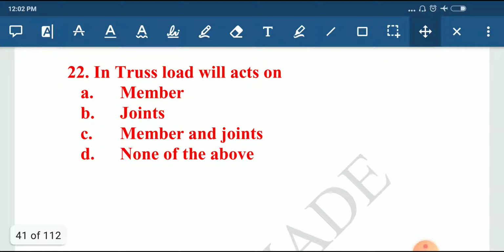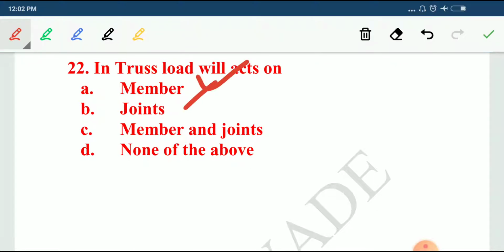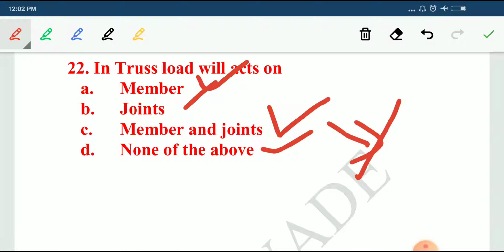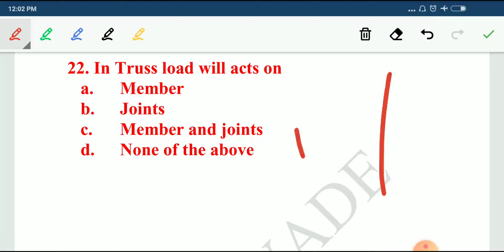Okay, in truss, where will the load act? In truss, the load will act on members, joints, or members and joints, none of the above. Usually, as per the assumptions of truss analysis, all the joints are pin connected and loads act on joints only. If the loads are acting on the member, then it is called a frame. So in the case of truss, the load will act on the joint only. So for this question, B is the correct answer, the joint.